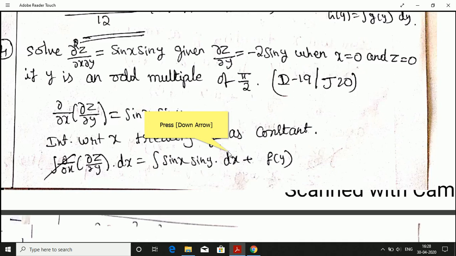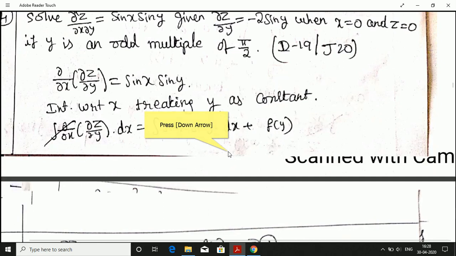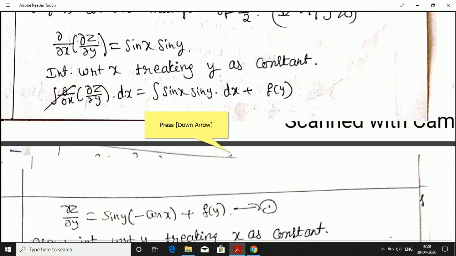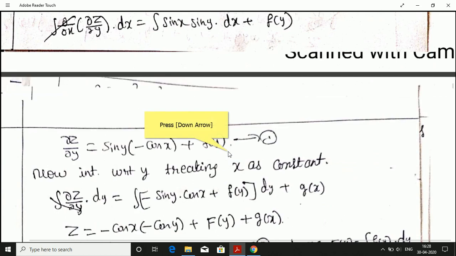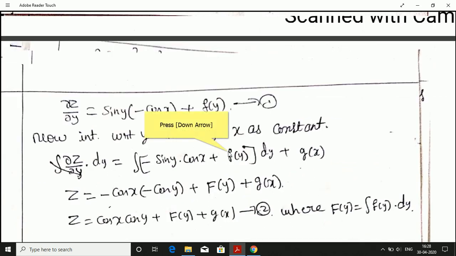Del square z by del x del y can be rewritten as del by del x of del z by del y equal to sin x into sin y. Integrate this with respect to x, treating y as constant, because we need to remove del by del x. Integral differential gets cancelled. Del z by del y is equal to sin y constant, sin x integration with respect to dx is minus cos x plus f of y.